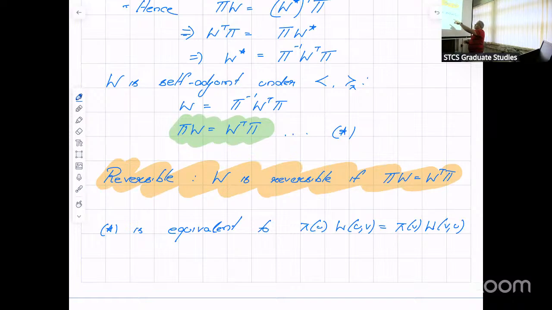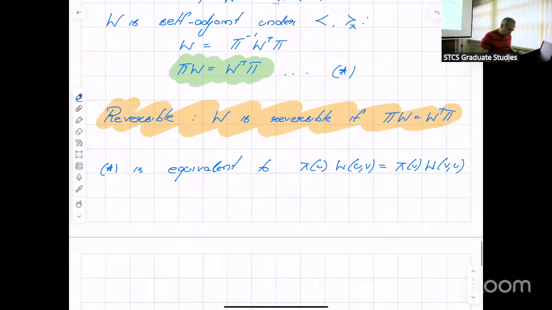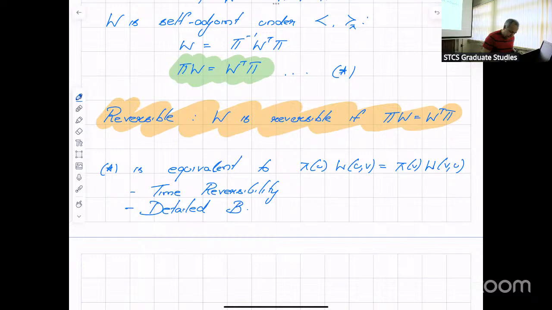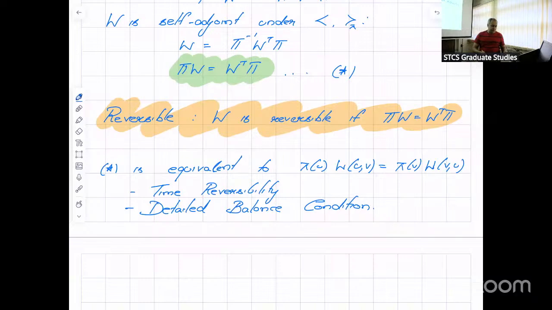Yeah. This is equivalent to this. And there are multiple names for it. It's called time reversibility. Detailed balance condition. And once you have this condition, we have the eigenspectrum. So let's just write down.